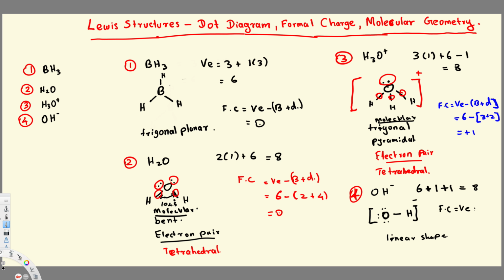Let's calculate the formal charge: valence electrons minus bonds plus dots. Oxygen is our central atom. Oxygen has 6, minus 1 bond, and 6 lone pair electrons. So 1 plus 6 is 7, and 6 minus 7 is going to give you minus 1. So that's how we got this minus 1 right here. And that's all about it. I hope you guys find this video helpful. Thanks for watching.